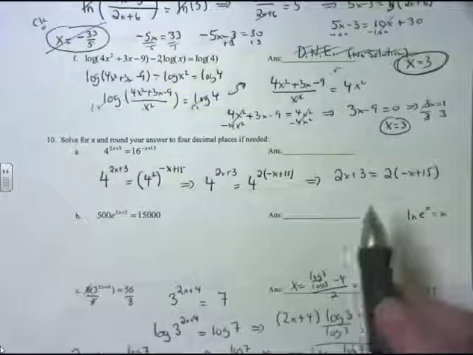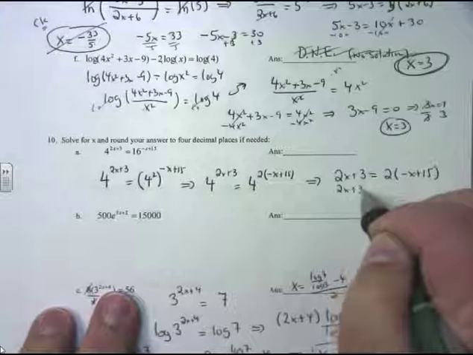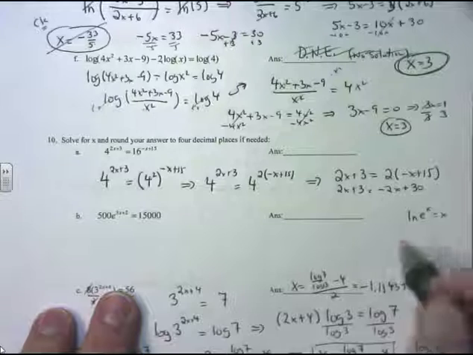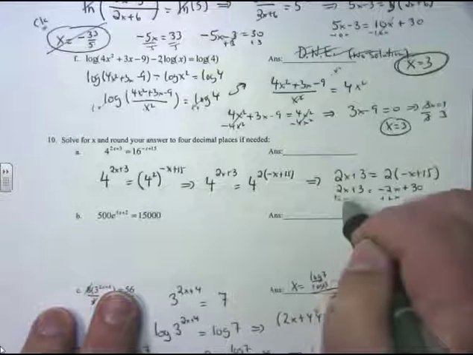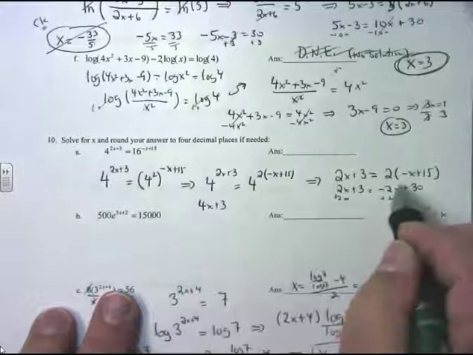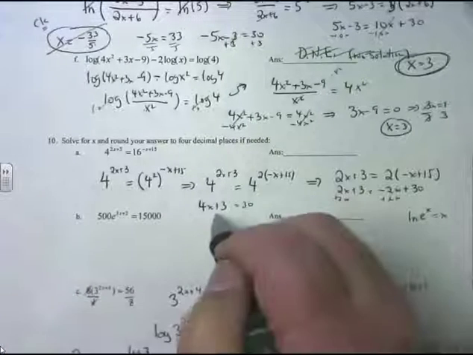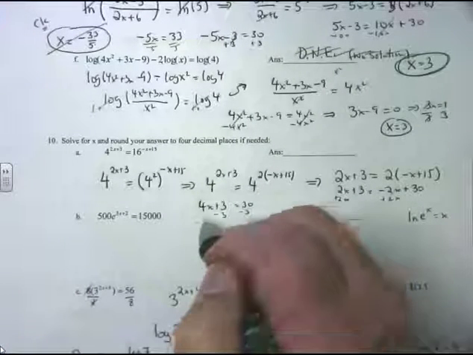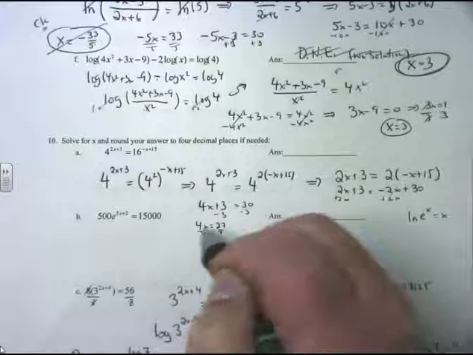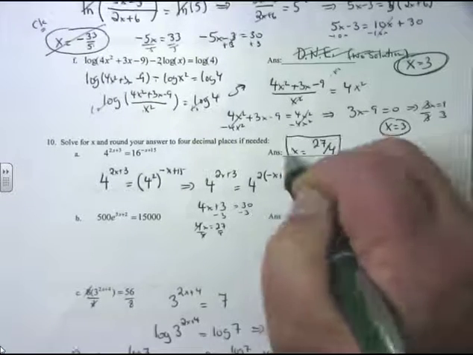So I have 2x plus 3 equals 2 times negative x plus 15. So that gives me 2x plus 3 is equal to negative 2x plus 30. Add 2x to both sides. That's going to give me 4x plus 3, this cancels, equals 30. And then I'm going to subtract 3 from both sides, giving me 4x equals 27. And then I'm going to divide by 4 on both sides. So x is equal to 27 over 4.